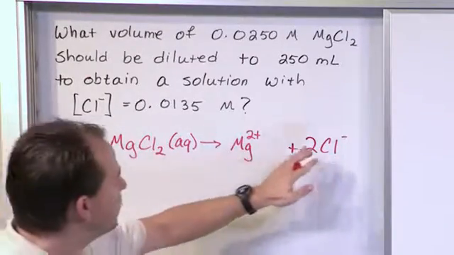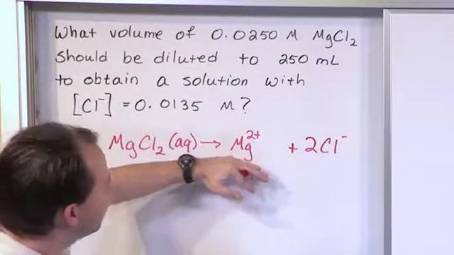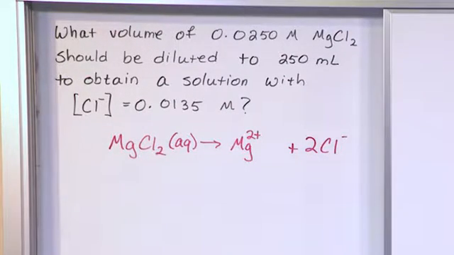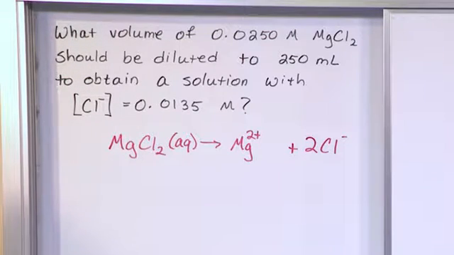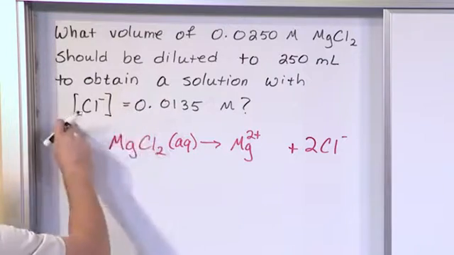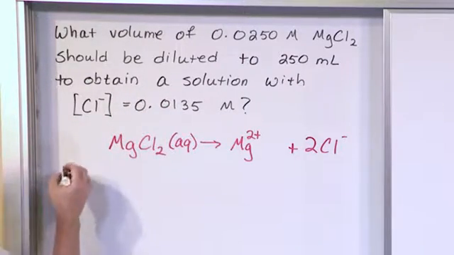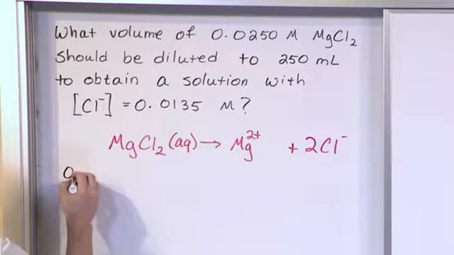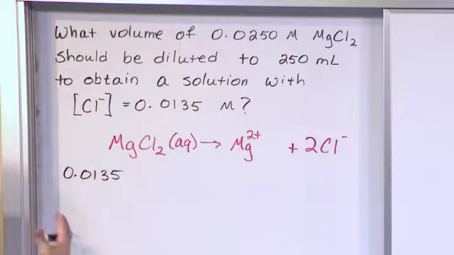And of course, they break into, these are the anions, the negative charges, and these are the cations, the positive charges. Okay, now as I suggested a minute ago, you really need to start at the end game, all right? This is the end game. We know the chlorine ion concentration has to be this, so let's start with that. So what we do is say 0.0135. Don't just leave it like that. You have to see what it is.